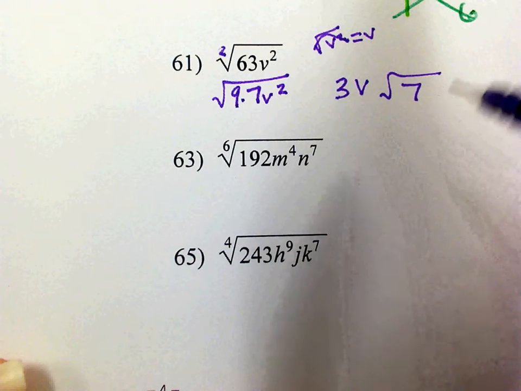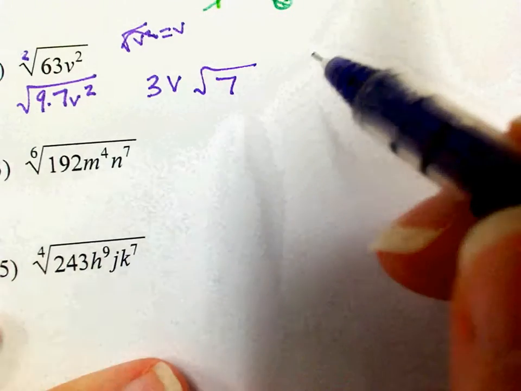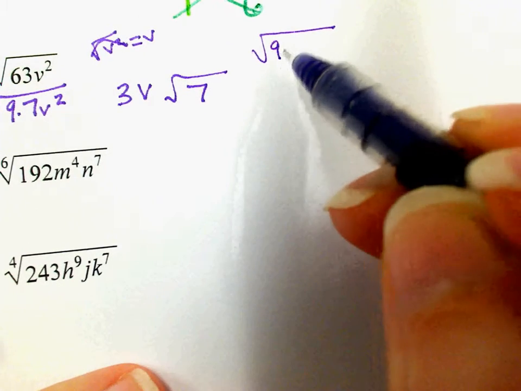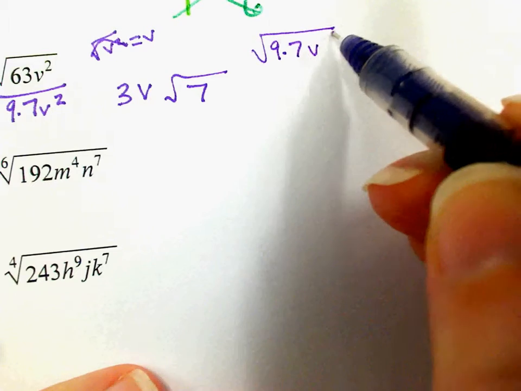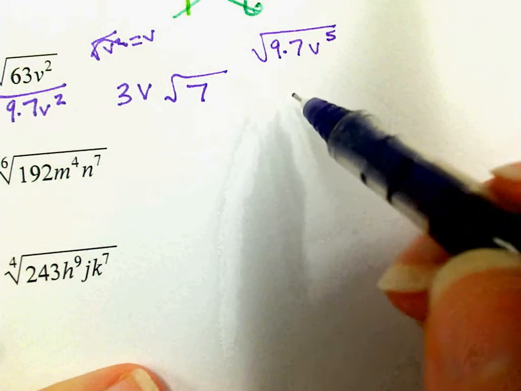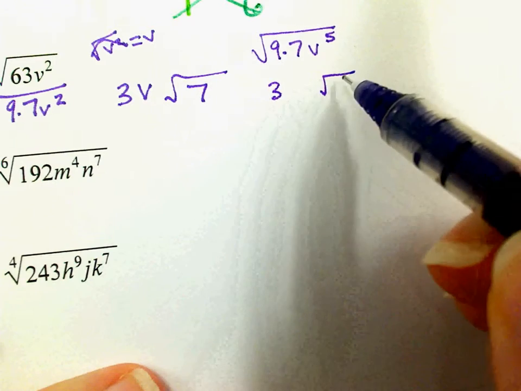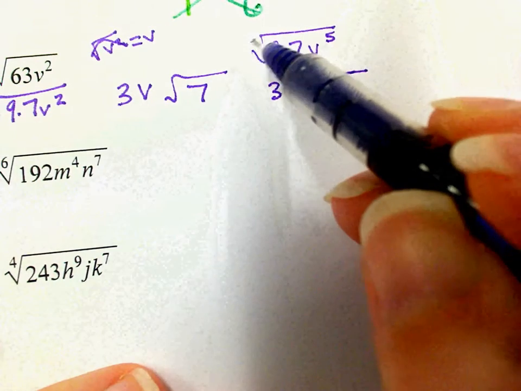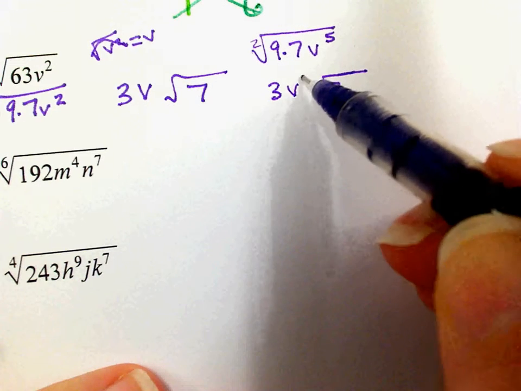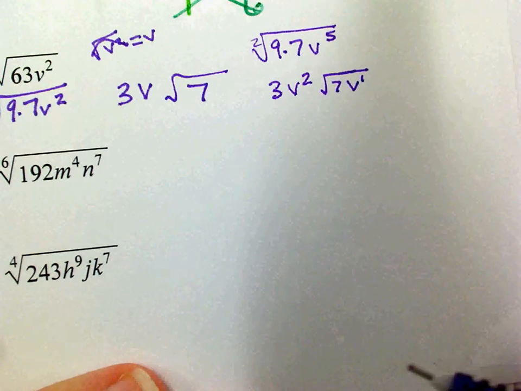Guys, what if it had been the square root of, so we have 9 times 7, and it had been v to the 5th. What's the square root of 9? And I'll leave the 7 on the inside, right? So then you ask yourself, how many times does 2 go into 5? 2 times with 1 left over. Do you remember doing that?